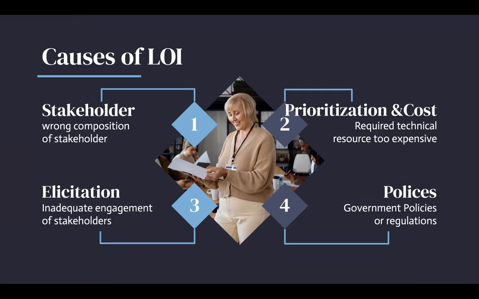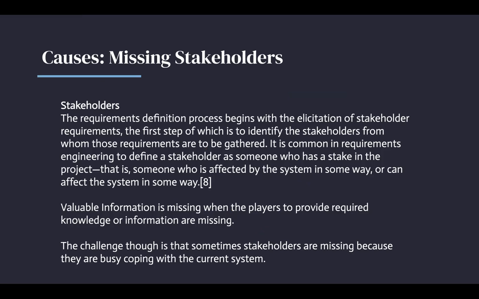So causes of lack of information can be wrong stakeholder composition. We don't have the right people attending. We don't have the right people as part of the project. It could be as a result of poor elicitation. Elicitation is one of the most important parts of the software development process or requirements engineering. If this is wrong, it can lead to lack of information. Of course, prioritization and costs, where we're trying to prioritize, and we're concerned about costs, and then we don't have the required technical resources because they are too expensive. And of course, policies can also affect that.